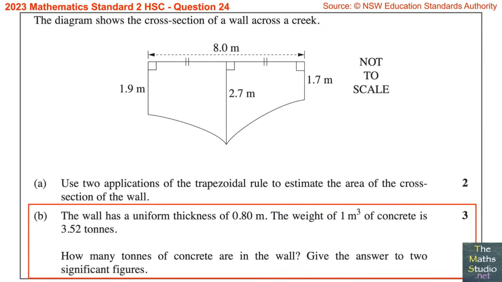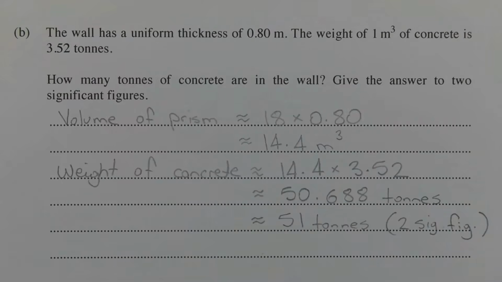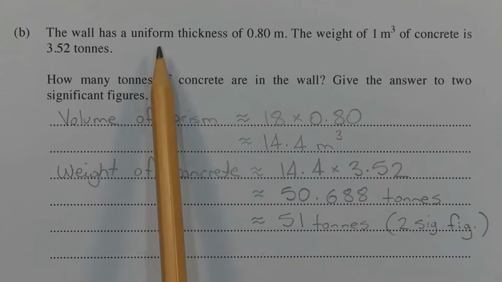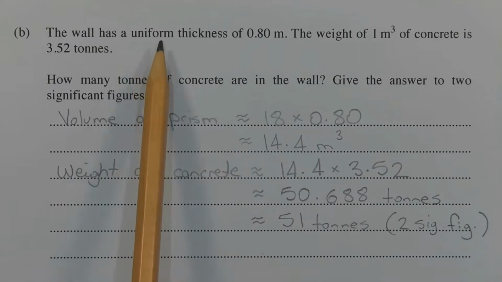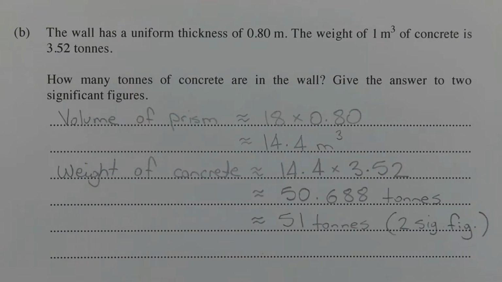Part B. The wall has a uniform thickness of 0.80 meters. The weight of 1 cubic meter of concrete is 3.52 tons. How many tons of concrete are in the wall? Give the answer to two significant figures. Now the wall has a uniform thickness of 0.80 meters. Now the key word here is uniform. That means that we're dealing with a shape that is a prism.